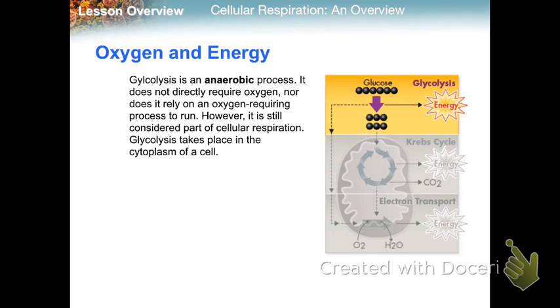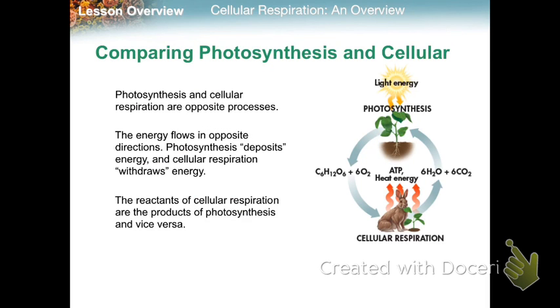The word we use to describe glycolysis is anaerobic. It still is part of cellular respiration. It has to happen in order for cellular respiration to get going, and as I just mentioned, it takes place in the cytoplasm of the cell. I made a quick reference to this when I showed you the overall reaction of cellular respiration, but just a little bit more about this here.